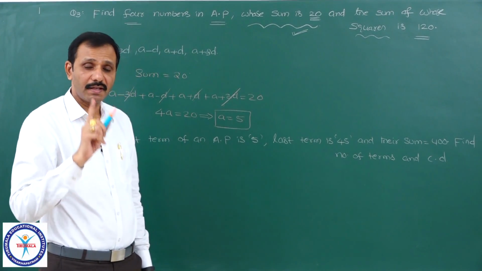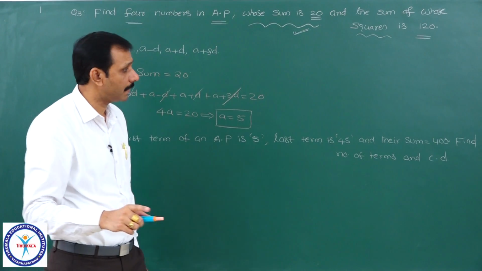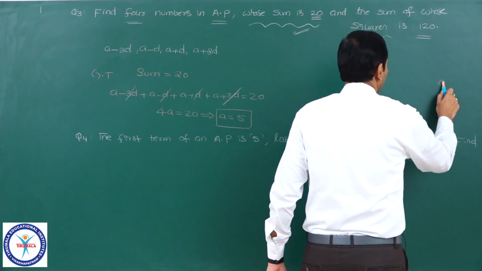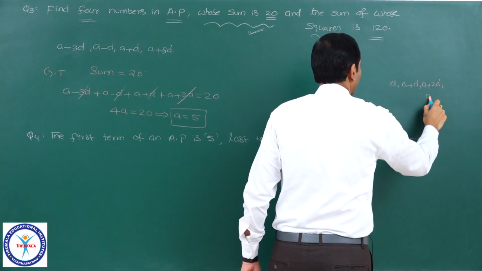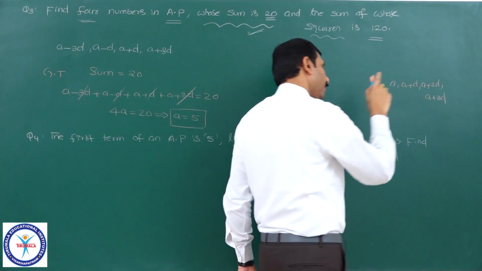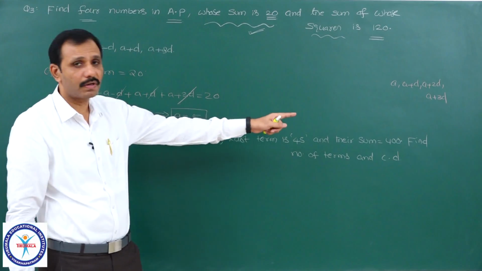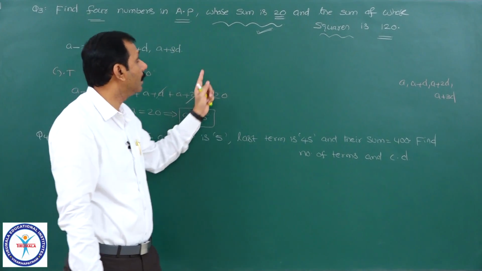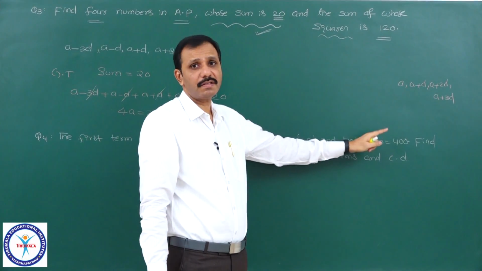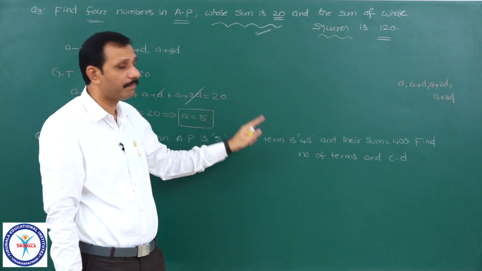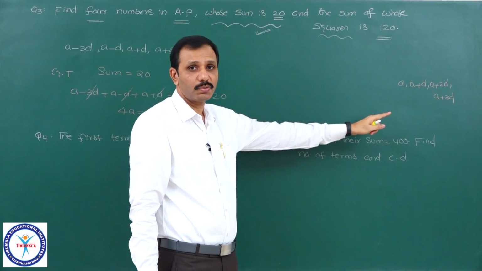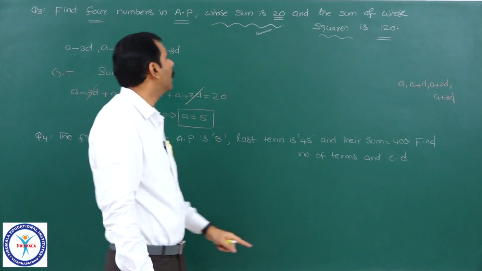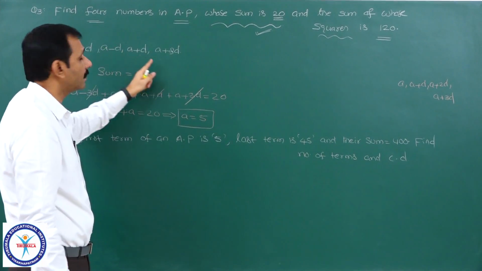Of course, nothing wrong if you choose your terms as a, a + d, a + 2d, a + 3d. You can take those 4 terms, take the sum and take the sum of the squares. Of course, the simplification will become a bit lengthy, that's all. So I am avoiding those and we will take the 4 terms as this one.